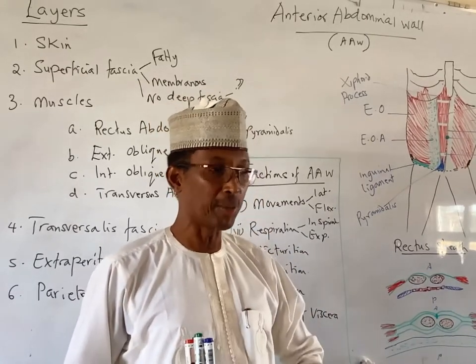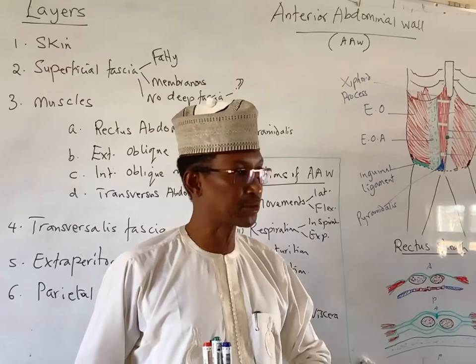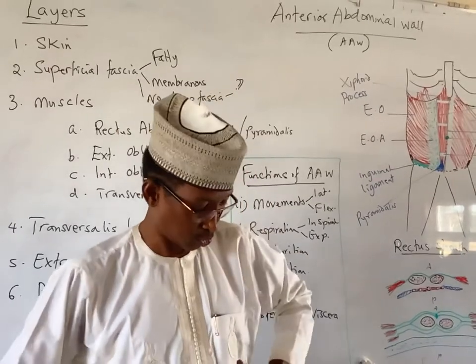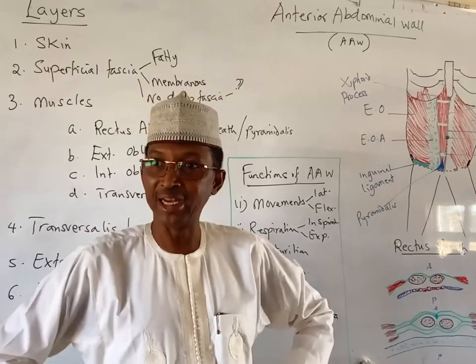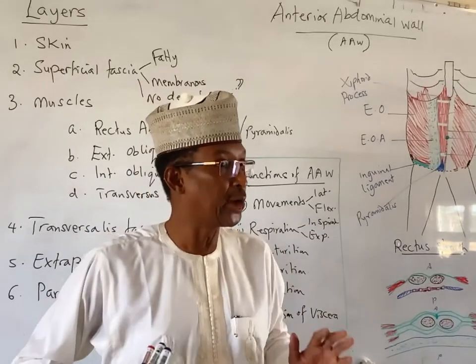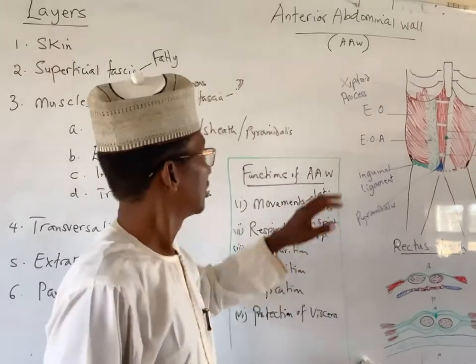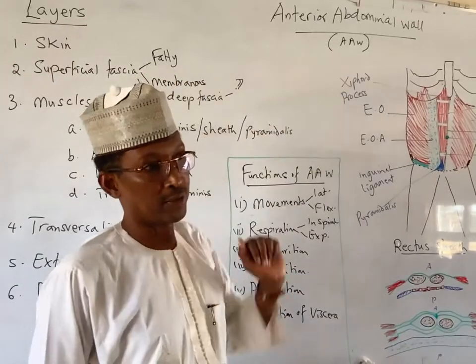So you have the anterior abdominal wall covering the anterior aspect of the abdomen. Then you have the posterior abdominal wall here. And so the two together overlap to form the lateral abdominal walls. Are you clear? So I'm only concerned with the discussion of the anterior abdominal wall.